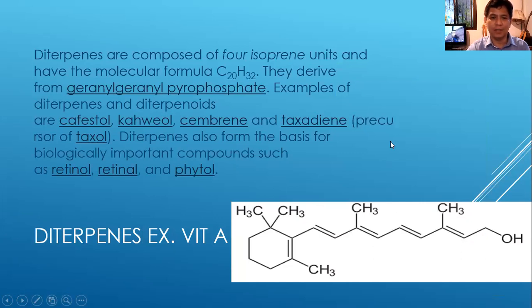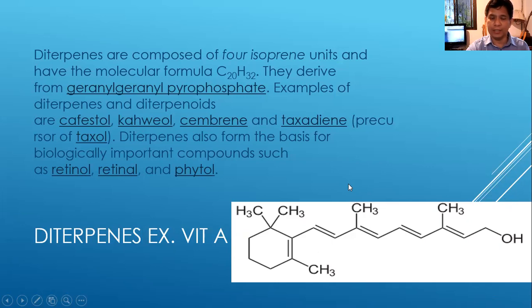Diterpenes. So diterpenes, this is 20, ano? 20 carbon terpenes. So example nito is vitamin A. So ito yung vitamin A, ano, sa picture. You have a ring, then you have a straight chain, tapos meron a hydroxy group. So diterpenes are composed of 4 isoprene units kasi nga C20. And of the molecular formula, C20H32.